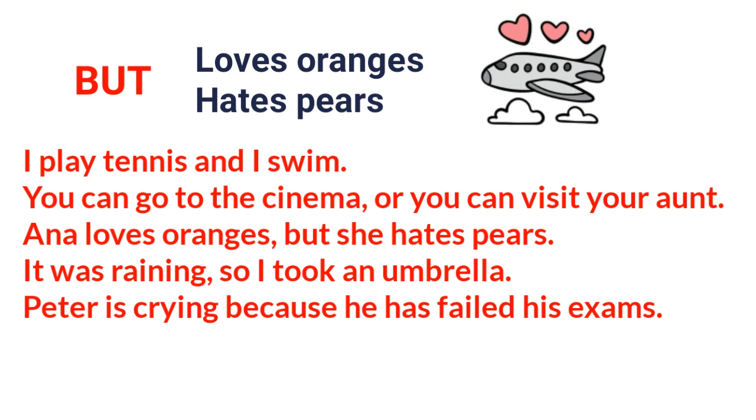Okay, but is a conjunction we used here because these are two contrasting things, two entirely different or opposite things. One thing we said is what she loves, and next we said what she hates. By using the conjunction but, we connected the two things. Anna loves oranges but she hates pears.